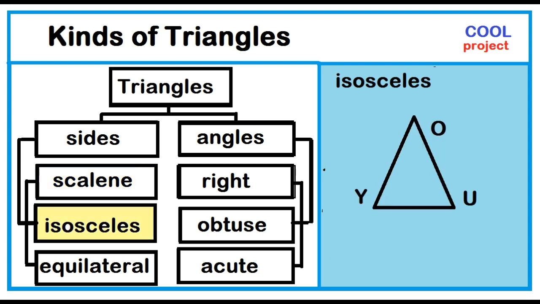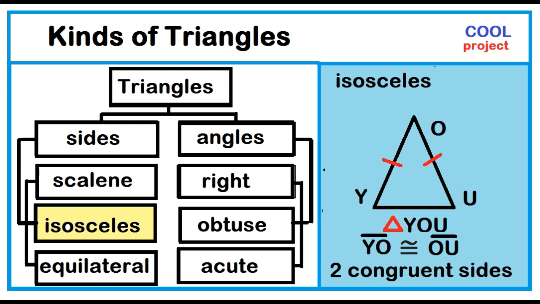What is an isosceles triangle? Consider triangle YOU with segment YO congruent to segment OU. Triangle YOU is an isosceles triangle. An isosceles triangle has two congruent sides.